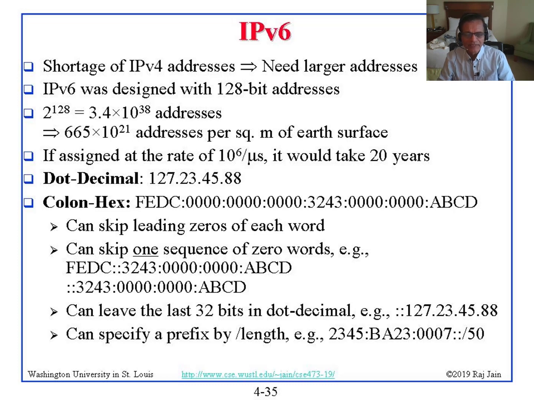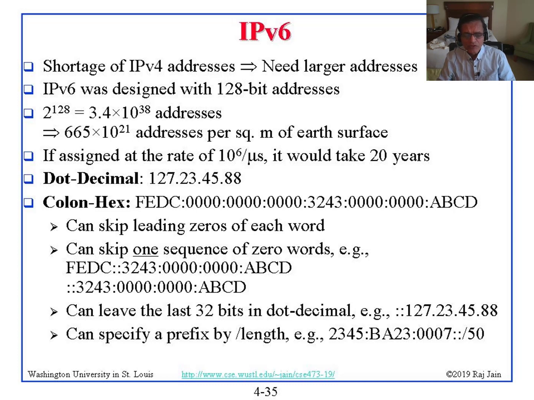With 128 bit, you can have 10 raised to 38 addresses, which is a lot of addresses. And if you had 10 raised to 21 computers on every square meter of the Earth's surface, each of them could get an address. And they said that even if we assign a million addresses per microsecond, it will take 20 years. So this is a very large number. And in fact, it is larger than what we need, but it is there anyway.